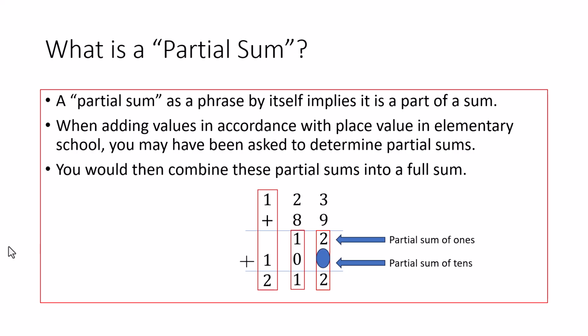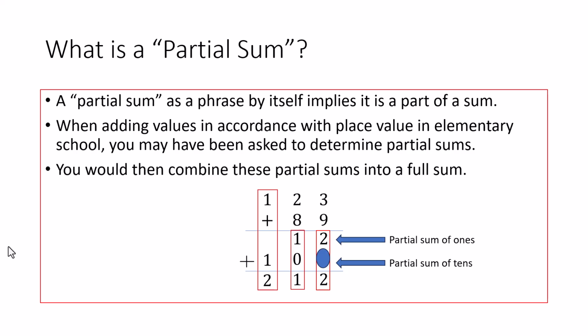So what is a partial sum? Well, a partial sum as a phrase by itself implies it is part of a sum. When adding values in accordance with place value in elementary school, you may have been asked to determine partial sums. You would then combine these partial sums into a full sum. And an example below might be something that you saw in primary school. We have 123 plus 89.